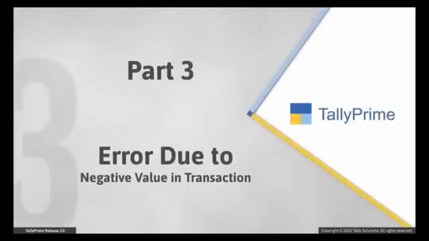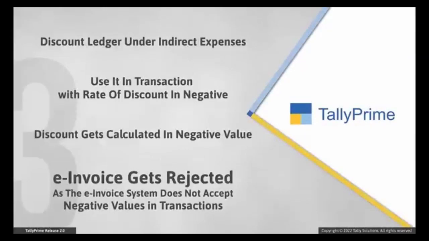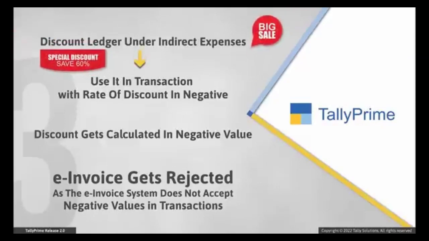Now, let's have a look at the error that occurs due to a negative value in the transaction. In your business, you may be giving discounts to your customers. While recording a sales transaction, when you add a ledger with the rate of discount in negative, the invoice will calculate the discount in negative value. In such cases, when you generate an e-invoice, it gets rejected by the e-invoice system. This happens because the e-invoice system does not accept negative values in a transaction.